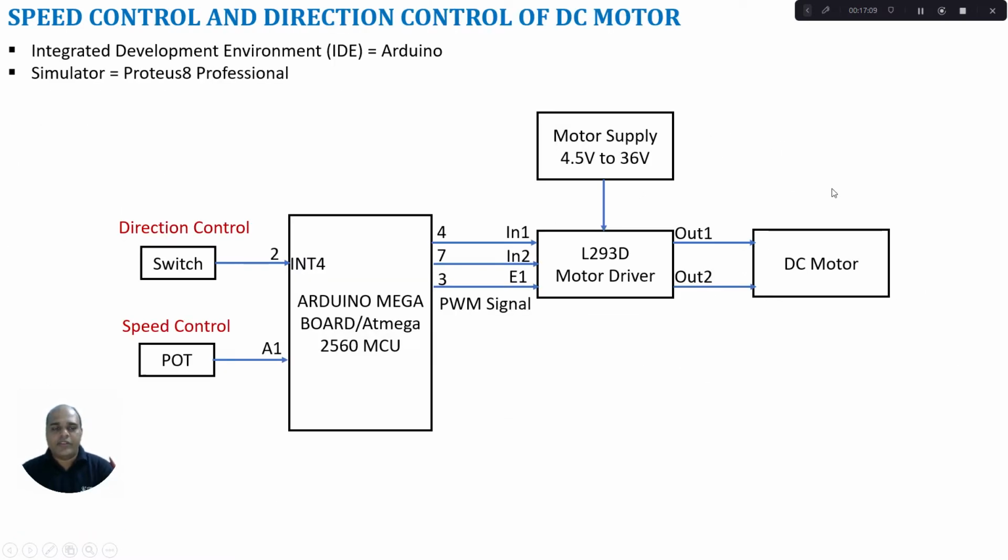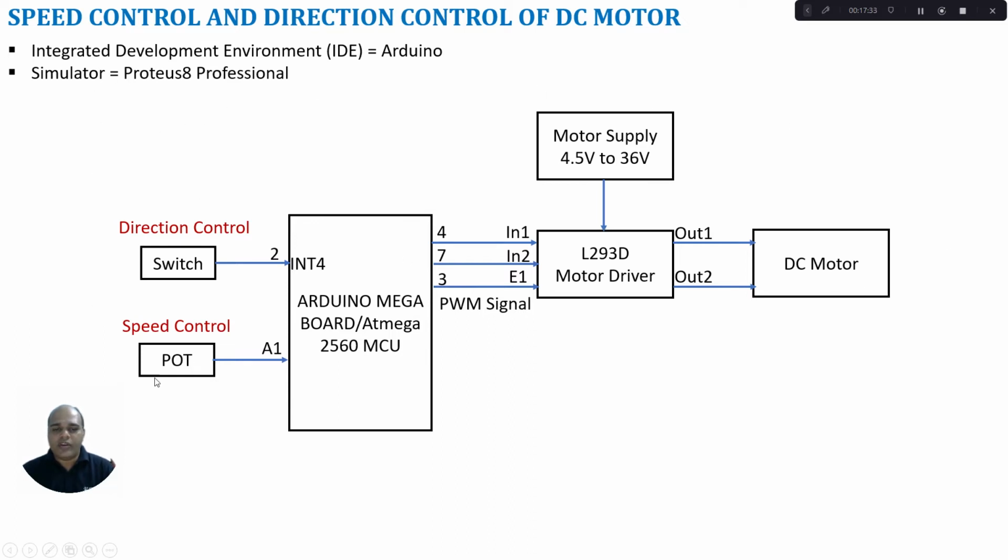Now let us perform speed control and direction control of a DC motor. As usual, we are going to use the integrated development environment Arduino for doing our embedded C program, and we are going to build a hardware circuit and try to see whether our program logic works properly or not through Proteus 8 Professional.